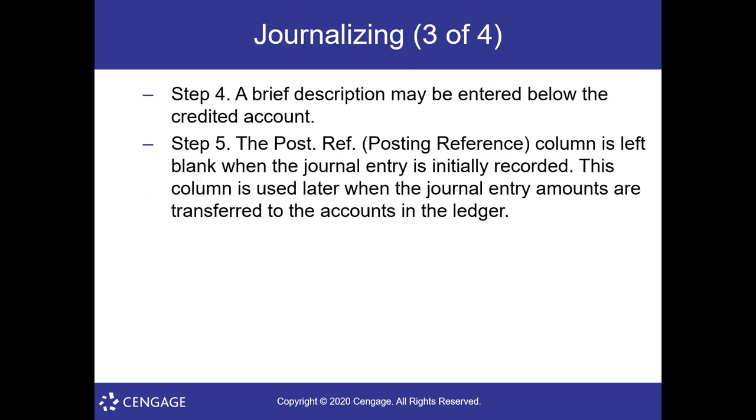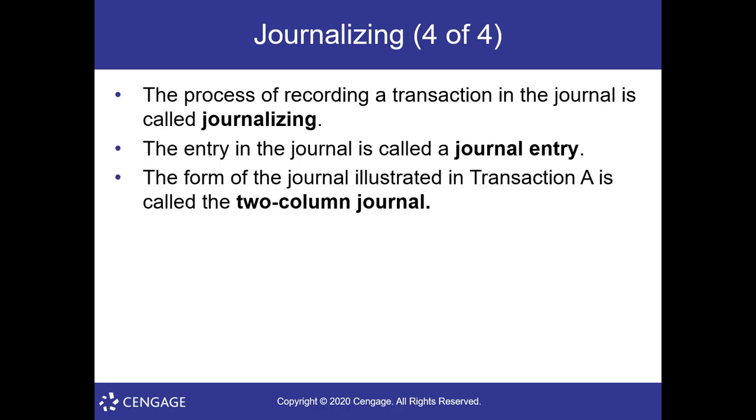Then there is a brief description describing the transaction, and a posting reference to refer to what page in the ledger, the account ledger, this transaction will get recorded in. So journalizing business transactions is done in a 2-column journal, and we're going to show examples of that over the next few slides.